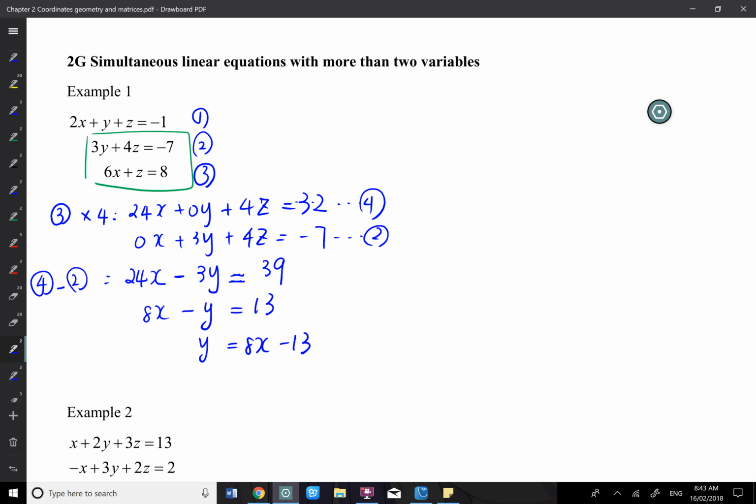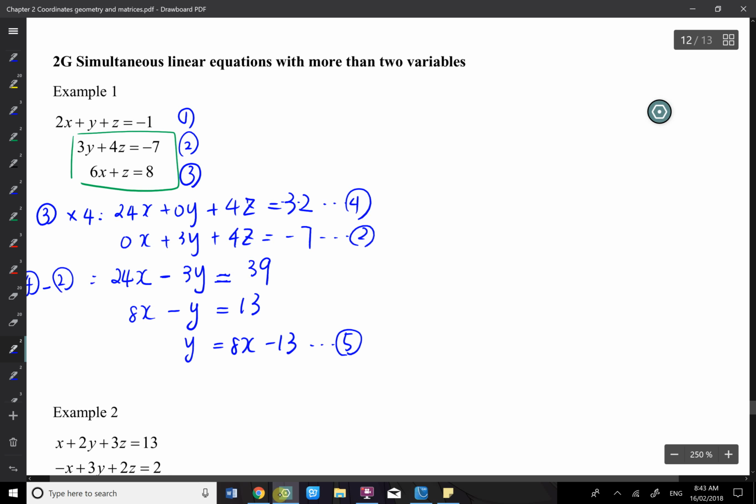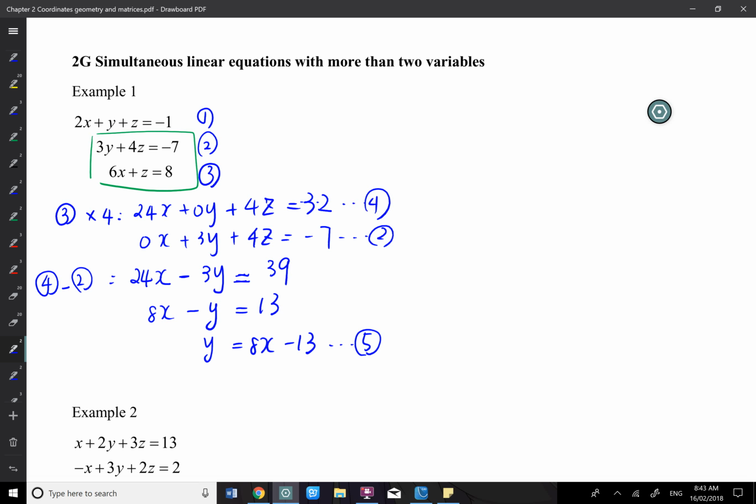Okay, that's y. y equals 8x minus 13. Move y to the right-hand side and 13 to the left-hand side. Let's say that's number 5. Okay, y is in terms of x now. What I want to do is make z in terms of x as well.